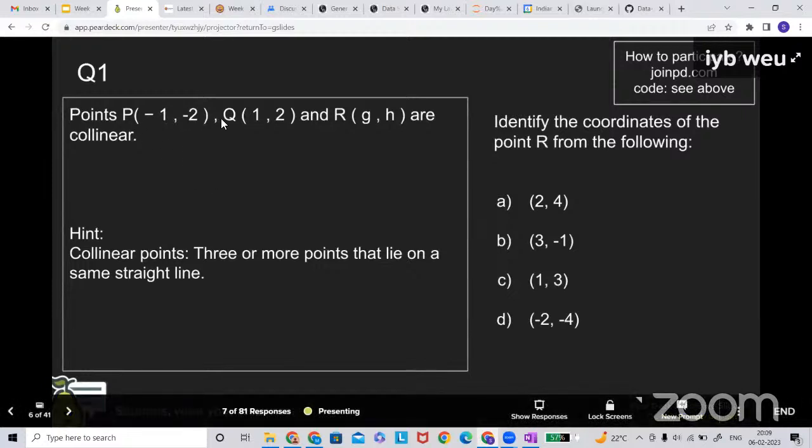We have points P, Q, and R. The coordinates are written. R has G and H given as variables. They are saying collinear. So identify the coordinate of the point R from the following, which is going to be G and H. You can choose the option.